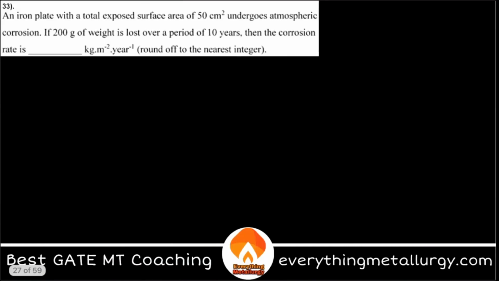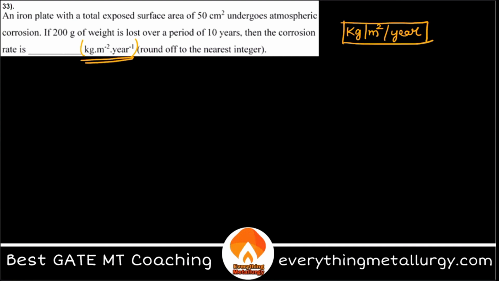Now coming to the next question, this is about the corrosion rate. An iron plate with total exposed area of 50 centimeter square undergoes atmospheric corrosion. If 200 grams of weight is lost over a period of 10 years, what is the corrosion rate in kg per meter square per year? This is very, very important. You have to proceed with the units.